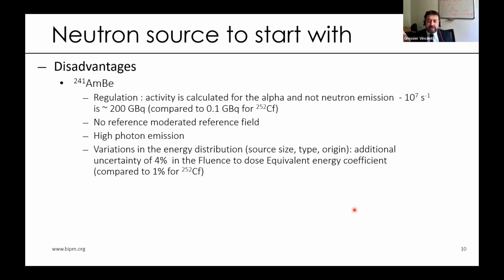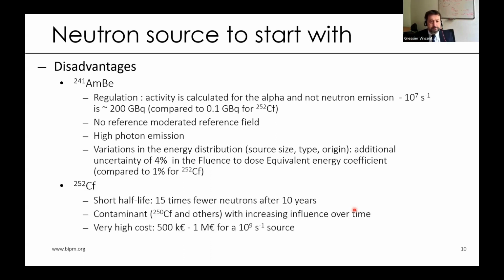I will not explain all these quantities, but the fluence is the number of neutrons per square centimeter, and it is what we measure in neutron metrology, and we just apply a coefficient to convert from fluence to any kind of other quantities. But due to the energy distribution uncertainty, you have to add 4% in addition to this conversion coefficient, compared to only 1% for californium.